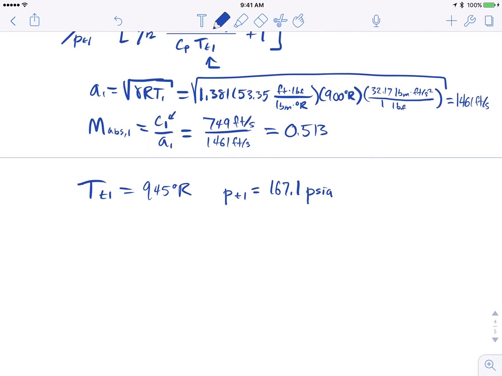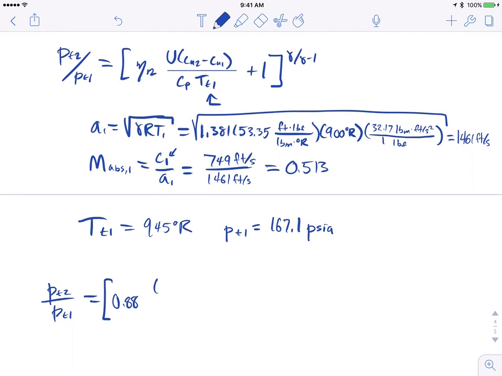So now we're able to actually evaluate our total pressure ratio, PT2 over PT1, which is going to be equal to 0.88, our stage efficiency, times U, which was 866 feet per second, times our change in absolute tangential velocity, 538 feet per second, minus 231 feet per second.